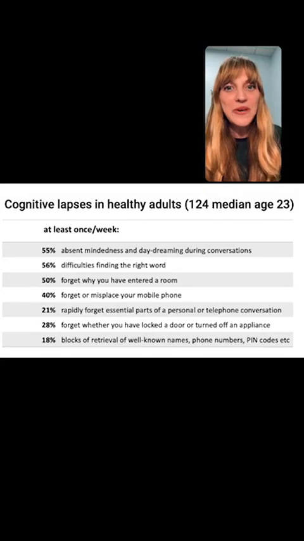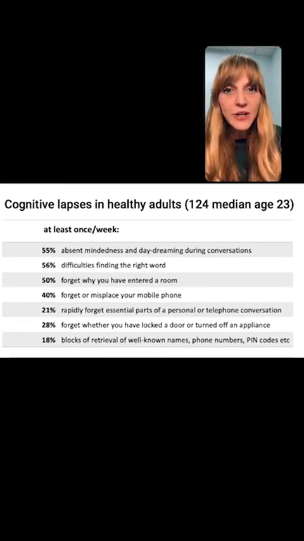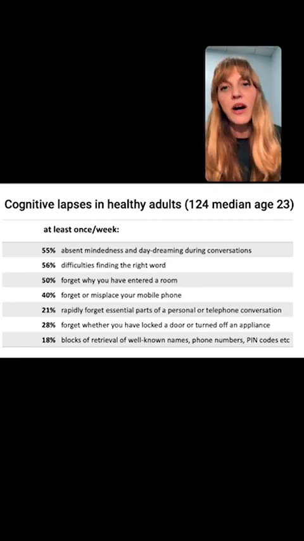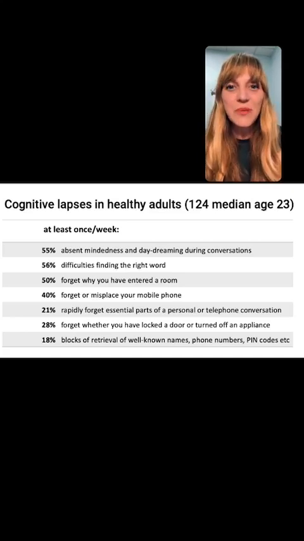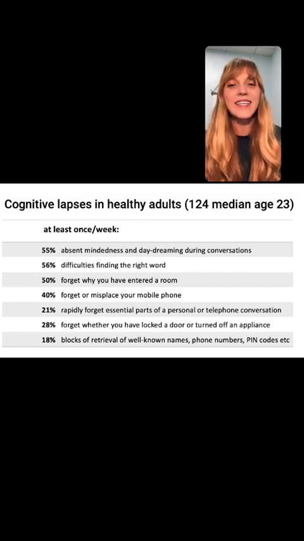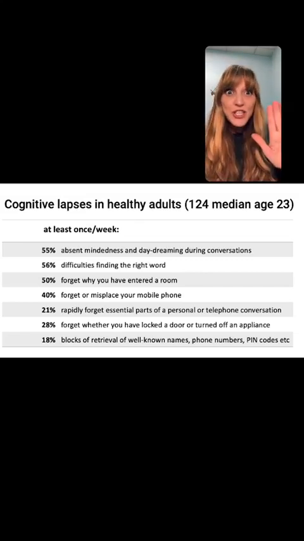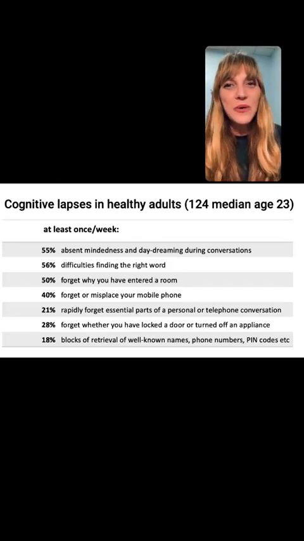50% forget why they have entered a room. This happens to me all of the time. 40% forget or misplace their phone. 21% rapidly forget essential parts of a personal or telephone conversation. And 28% forget whether they've locked the door or turned off an appliance. Yes. And 18% have blocks of retrieval of well-known names, phone numbers, PIN codes, etc. And yeah, my friend, the neuro guy, is commenting here, I feel better. Me too. So I already feel better. I'm well beyond 23 years old, and I've had these cognitive lapses.